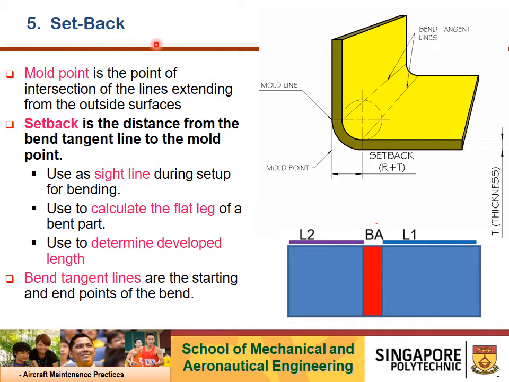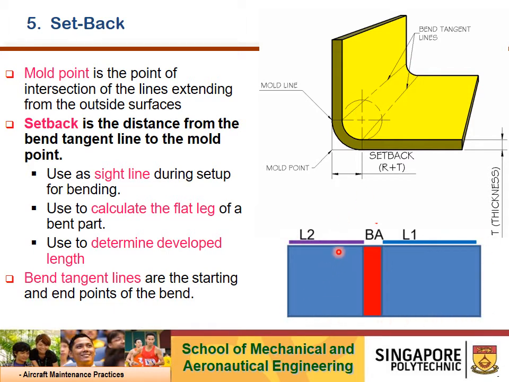Setback. Setback is another important measurement to know so that we know where the bend tangent line starts. Setback is the distance from the bend tangent line to the mold point, where the mold point is the point of intersection of the lines extending from the outside surface. So over here, this is the bend tangent line. When you bend a material, you have two bend tangent lines in this case.